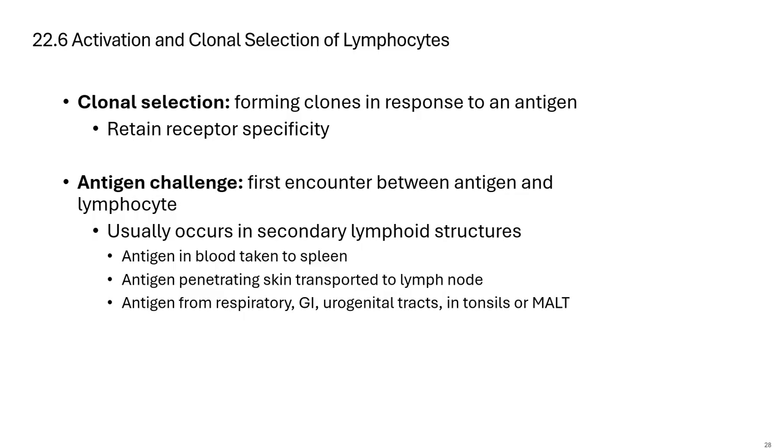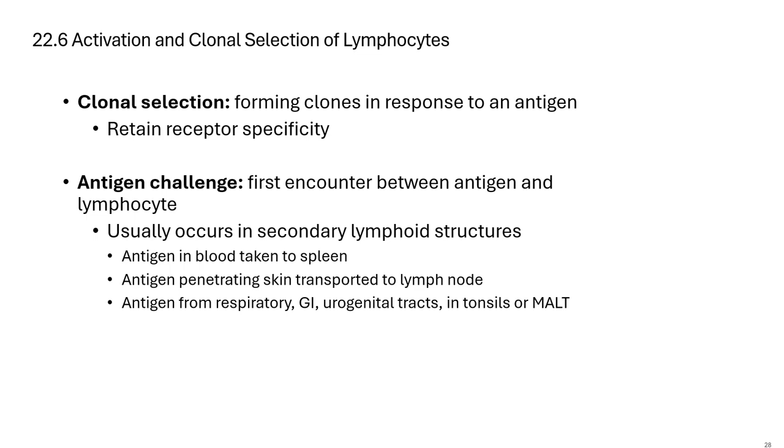So clonal selection is simply the idea of a cell, after it responds to an antigen and becomes activated, it's going to divide. So it's going to undergo mitosis and produce more copies of itself. Now, the most important thing related to this clonal selection is that when the original cell divides, all of those downstream cells, all those new daughter cells, have the same specificity as the original cell that was activated, right? So they retain their receptor specificity.